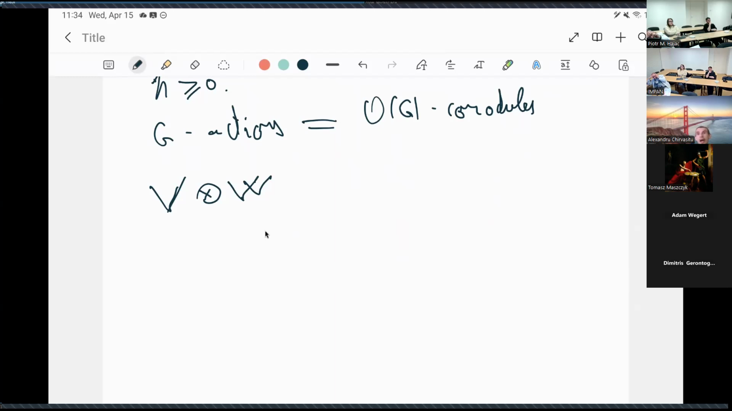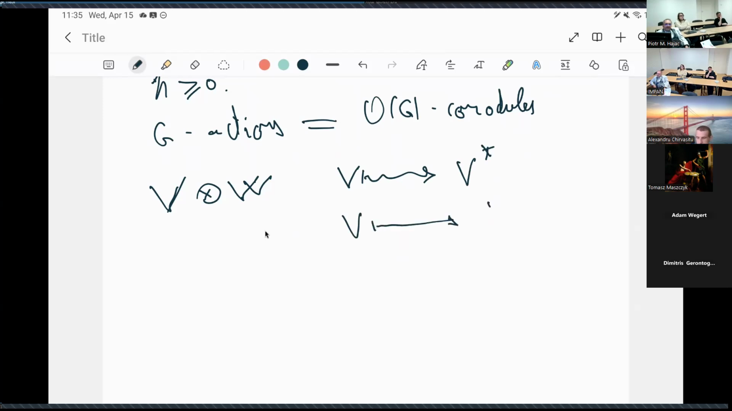I can dualize every which way. Because I am co-semisimple, I have left duals and I have right duals. So I can take left duals, I can take right duals. I like to use this notation for right duals. Left duals in the sense of monoidal category theory, and right duals.